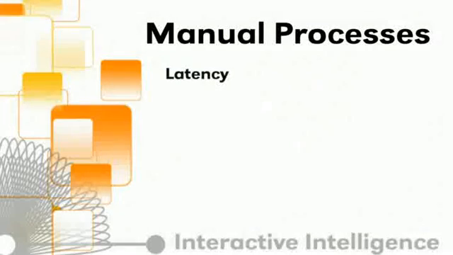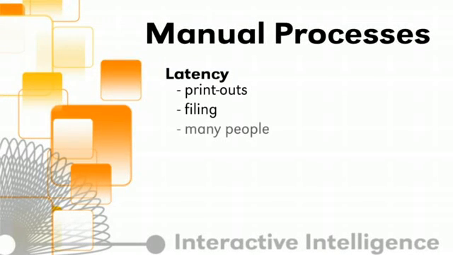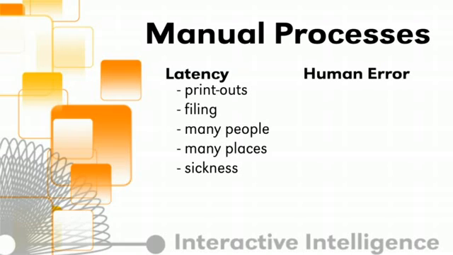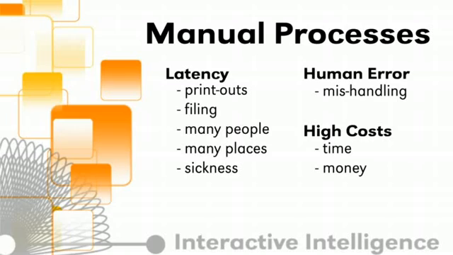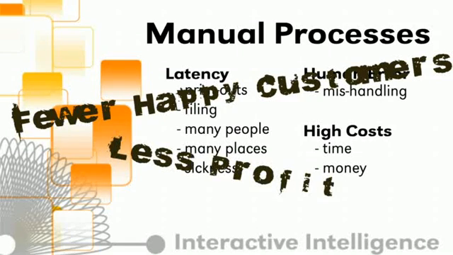This whole cumbersome exercise is full of latency as a result of having to print out paper, stuff it into a folder, move it from desk to desk and building to building. Not to mention waiting for workers to return from being sick at home. There's also an element of human error as a result of putting the Michigan folder into the wrong file drawer. Now, all in all, there are generally high costs of both time and money associated with manual processes like this one, and the harsh reality of these things is fewer happy customers and less profit.